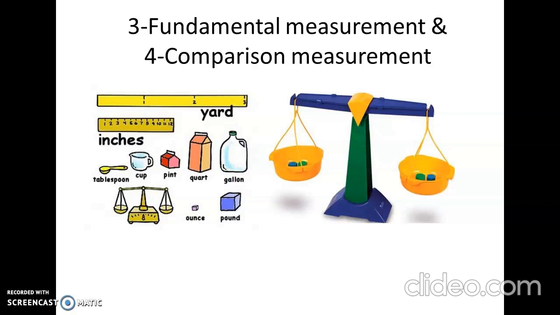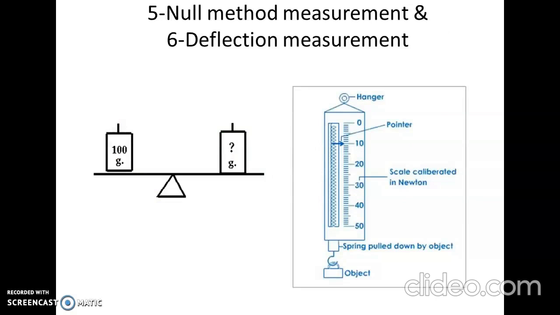Number 3, fundamental or absolute method. In this method, the measurement is based on the measurements of the base quantities used to define the quantity. The quantity under consideration is directly measured and is then linked with the definition of the quantity. Next, comparative method. The quantity to be measured is compared with the known value of the same quantity or any other quantity practically related to it. Next, deflection method. This method involves the indication of the value of the quantity to be measured by deflection of a pointer on a calibrated scale.